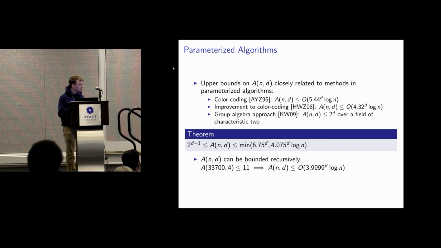But what's very cool to me is the fact that even a bound for particular values of n and d can be translated to give upper bounds for all values of n and d. So for example, if a(n,4) is at most 11 for some large value of n, then in general you can bound this by something less than 4 to the d times log n.